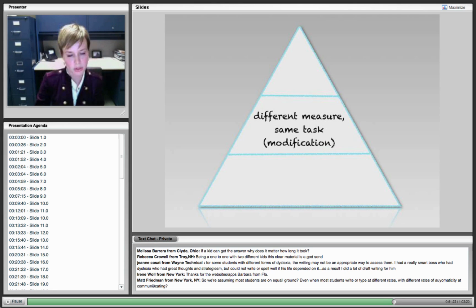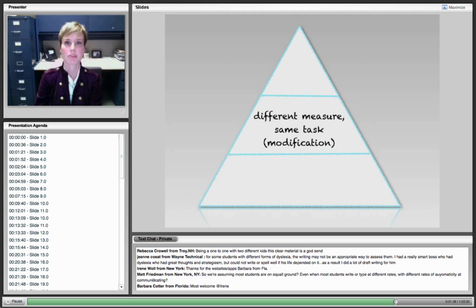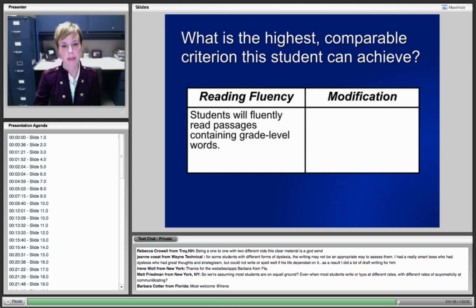So we're assuming most students are on equal ground even when most students write or type at different rates, with different rates of automaticity at communicating. I don't know that we assume they're most on equal ground, but there is a natural distribution of skills, and most students will cluster around kind of one area, one level, and you will have students who are very different. And so we are talking about bringing our assessments to the level of all learners. Okay, so sometimes we have to have a different measure.